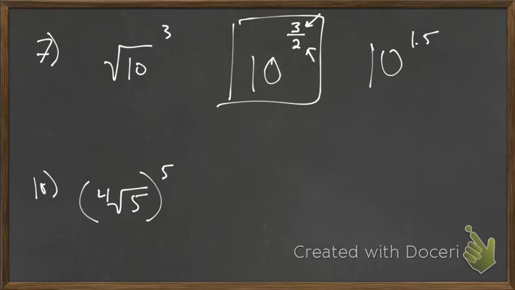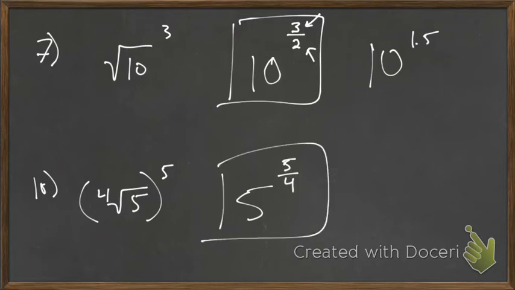Okay, looking at number 10, my base is 5. It's to the 5/4 power. Or 1.25. You could see a 1.25 there too. But fractions are easier. I agree. If you see it, just know 1.25 is 1 1/4, which is 5/4. It's easier to use fractions.